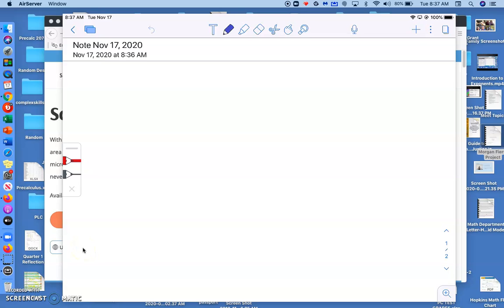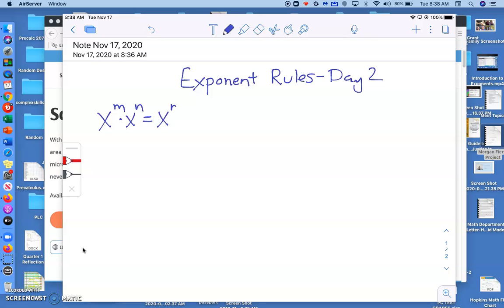Today we're going to take a look at our second day of exponent rules. So you can title your notebook, Exponent Rules, Day 2. As a reminder of the ones we went over yesterday, we said if you had x to the m times x to the n, that you add our exponents. A second one was if you had x to the m to the n power, that we multiply those. So x to the mn.